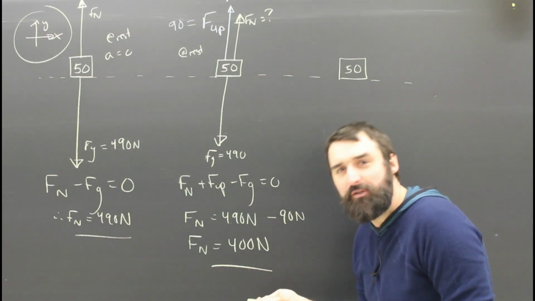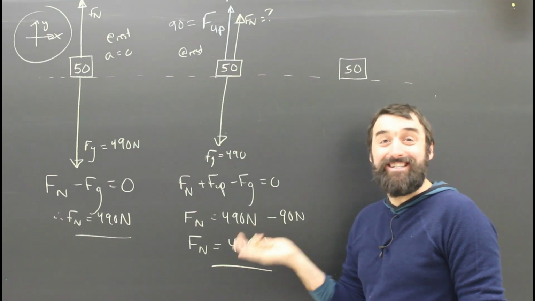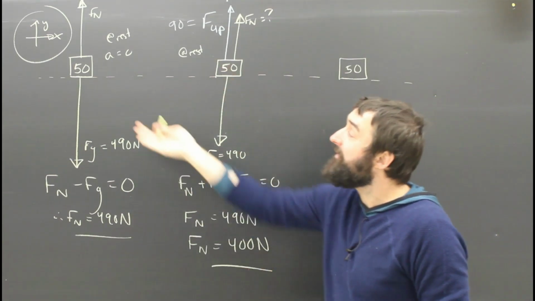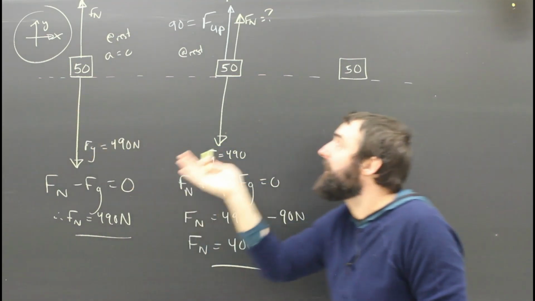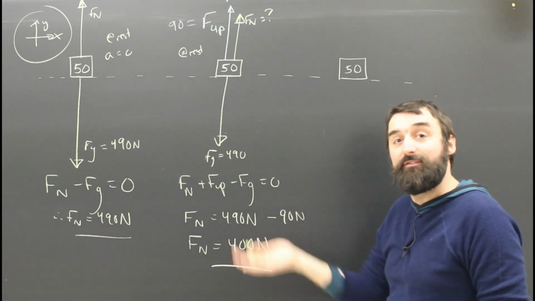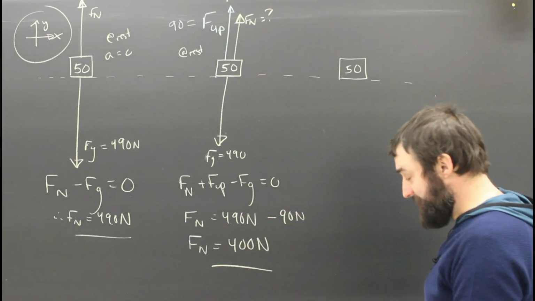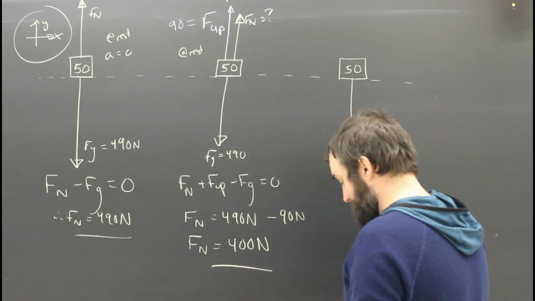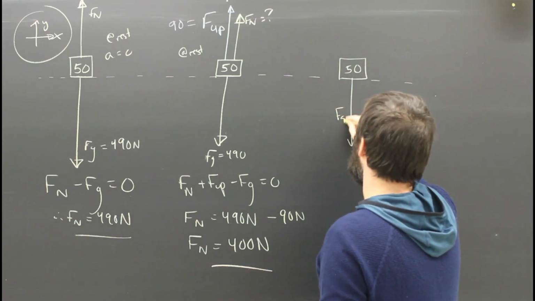Fn is not equal to gravity. Fn is as big as it needs to be to make sure the box doesn't sink through the floor. And if nothing else is going on, that'll be gravity. But if someone else is messing with the box, then the normal force will have to change to compensate. Let's have the same situation. Let's say we've got that same box. Gravity is pushing down on it with a force of Fg.